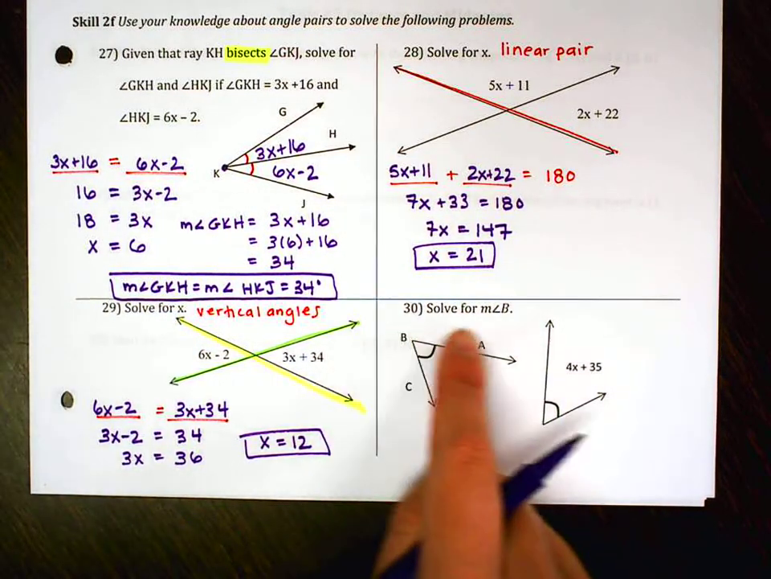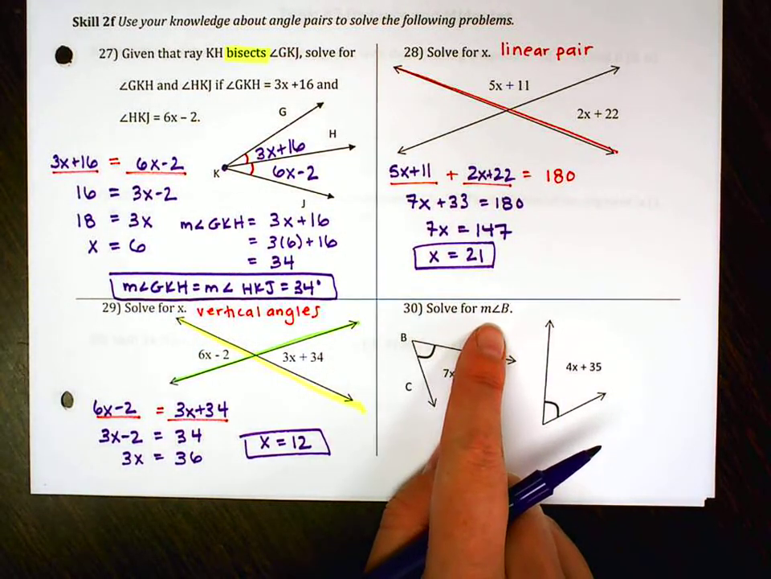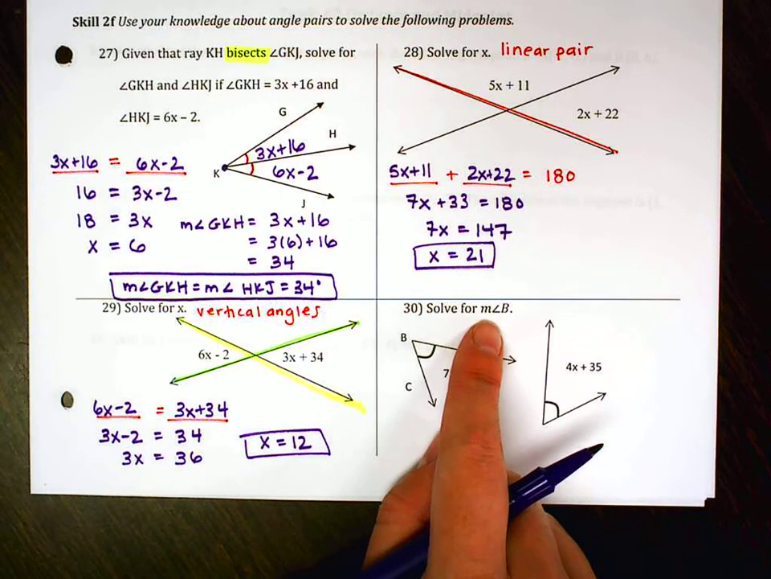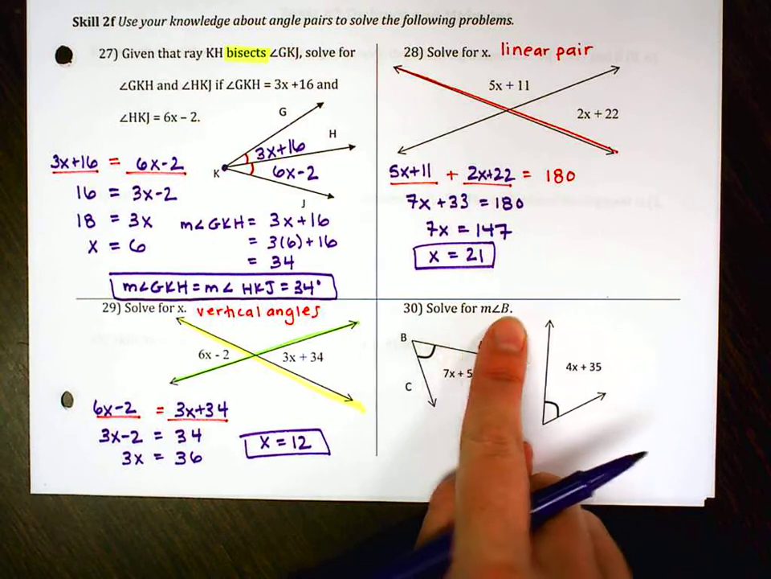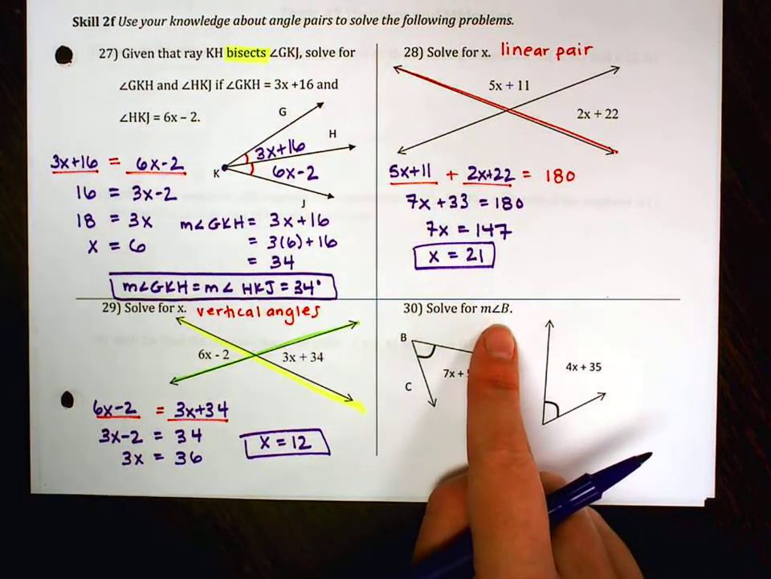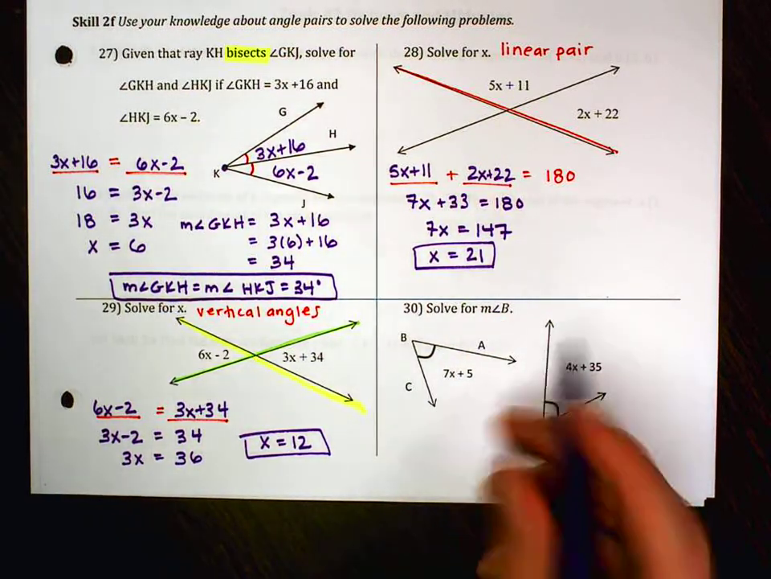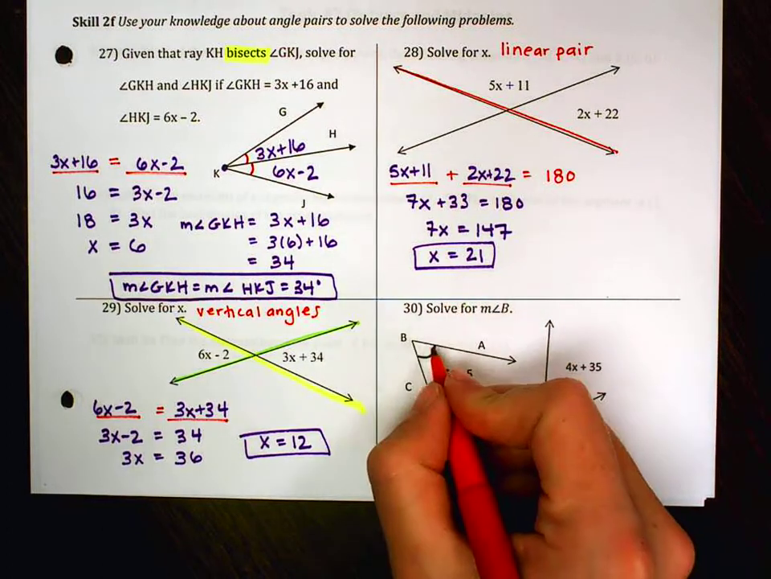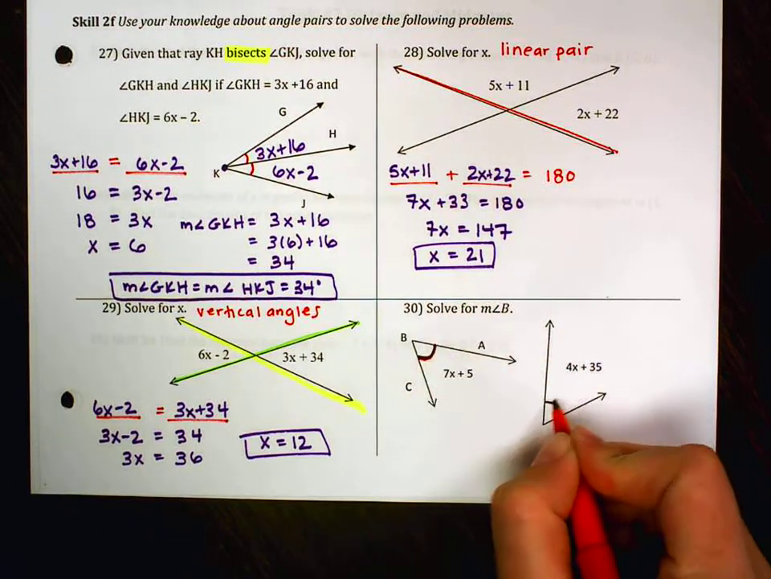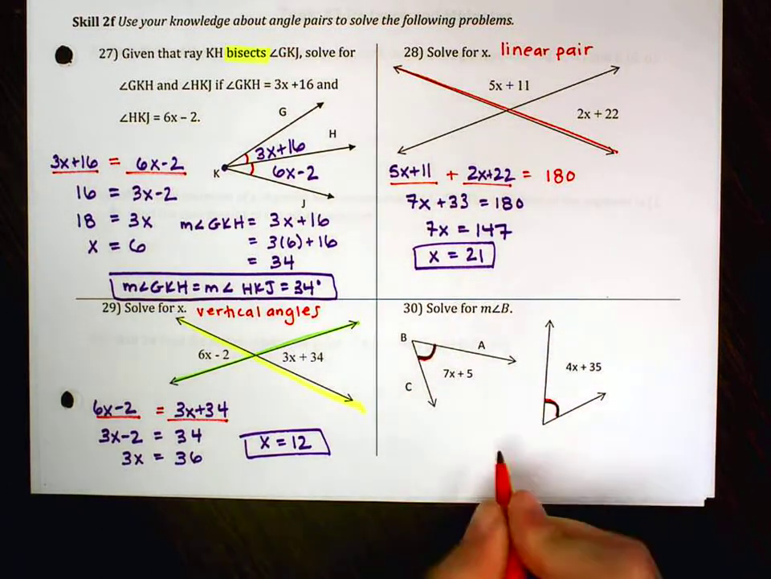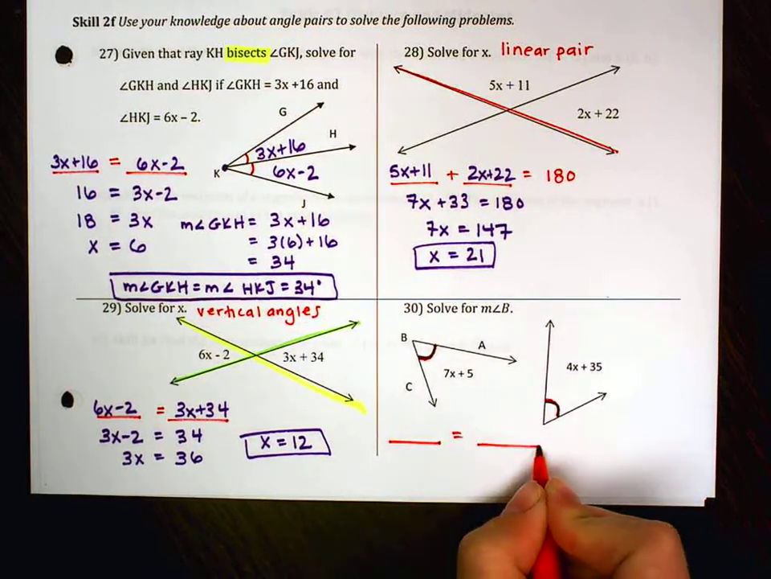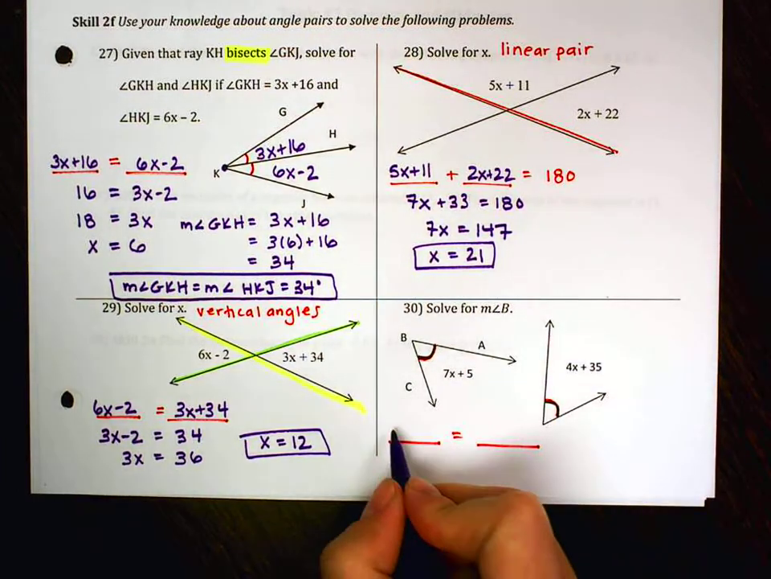Now notice in this problem it says solve for the measure of angle B. So the M is just telling us we want the size. We want how open, how big the angle B is. So what's its measure? What's its size? Well, you'll notice we have these markings here. These tell me that these two angles are congruent, so we're going to have a blank equals blank. They're the same size.